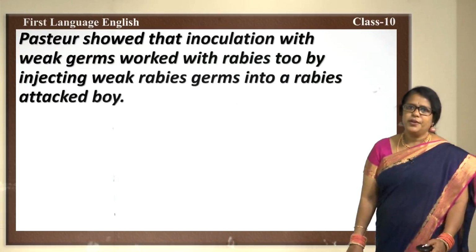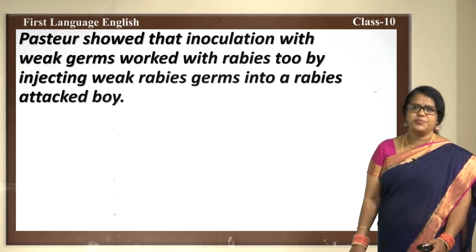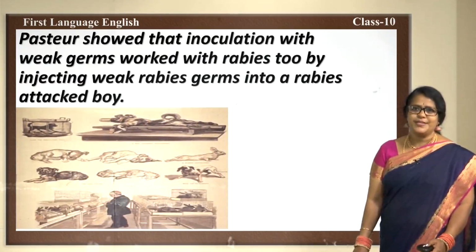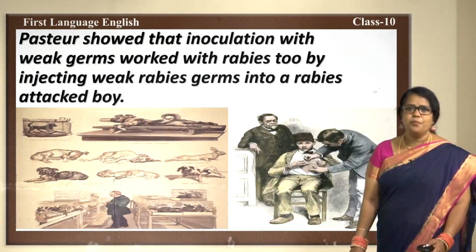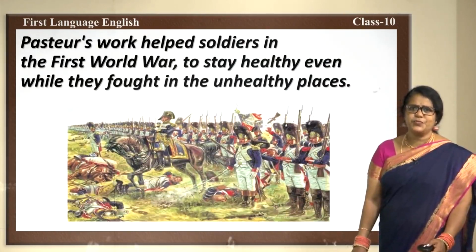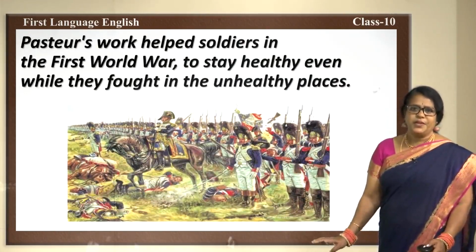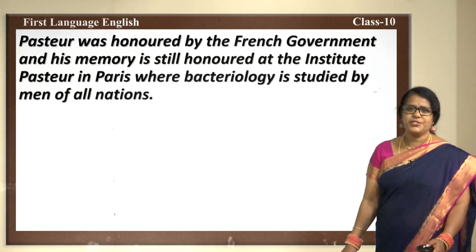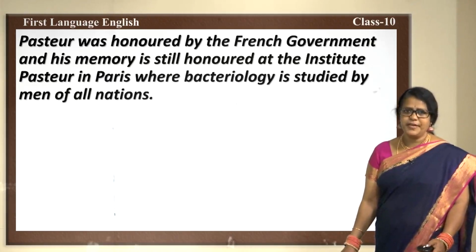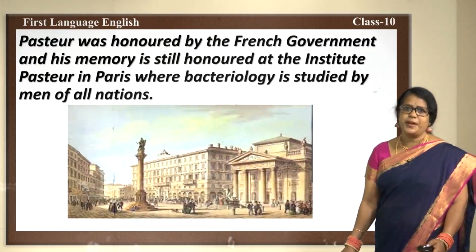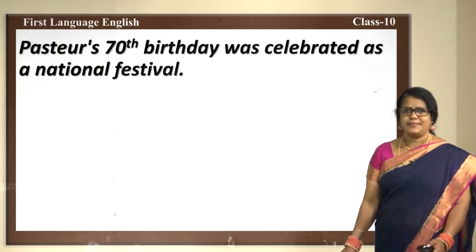Pasteur showed that inoculation with weak germs worked with rabies too, by injecting weak rabies germs into a rabies-attacked boy. Pasteur's work helped soldiers in the First World War to stay healthy even while they fought in unhealthy places. Pasteur was honored by the French government and his memory is still honored at the Institut Pasteur in Paris, where bacteriology is studied by men of all nations.